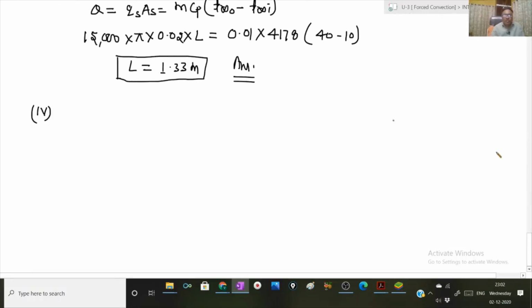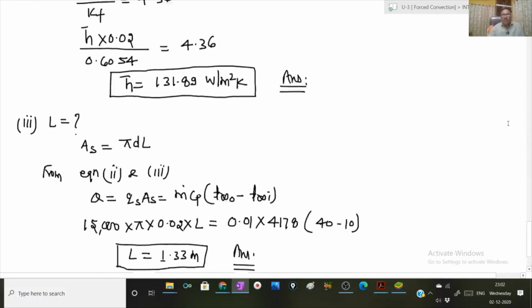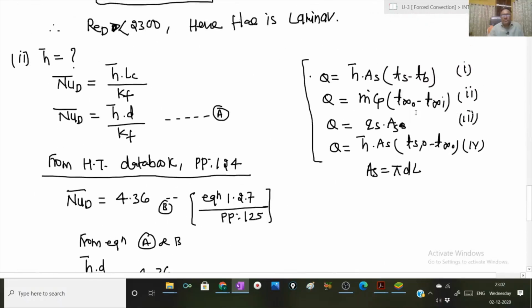So if this is the tube, the problem is asking to calculate the surface temperature Ts at the outlet, and the outlet temperature of the fluid is T infinity O. Now, to calculate this TSO, once again we have four sets of equations.